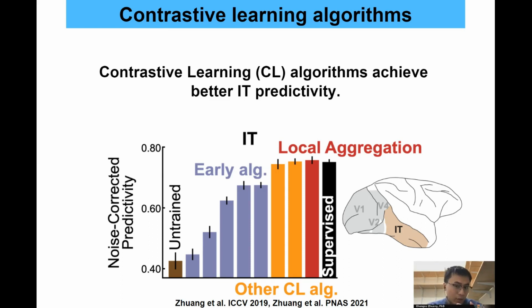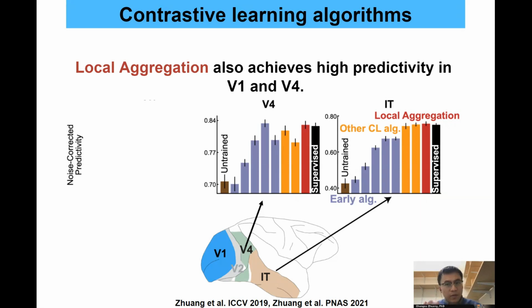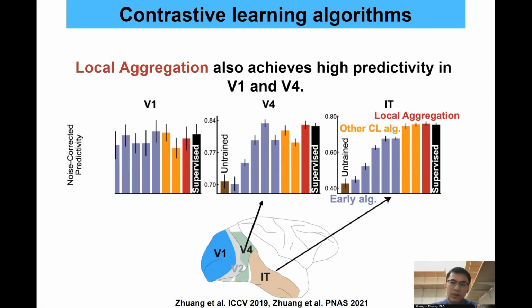But the supervised model also achieves good predictivity in other areas, including V4 and V1. How do the contrastive learning algorithms work there? In fact, local aggregation also achieves high predictivity in V1 and V4. In V4, local aggregation is actually better than other contrastive learning algorithms. In V1, they are all comparable to the supervised model.